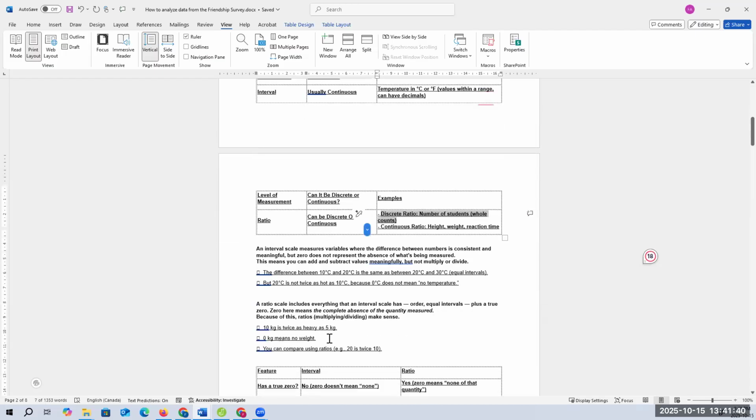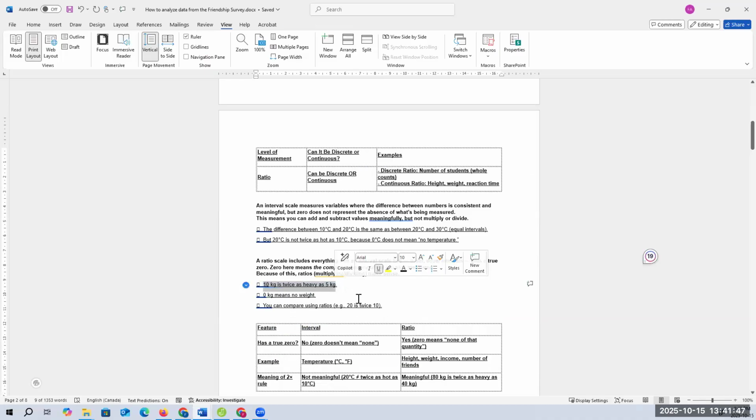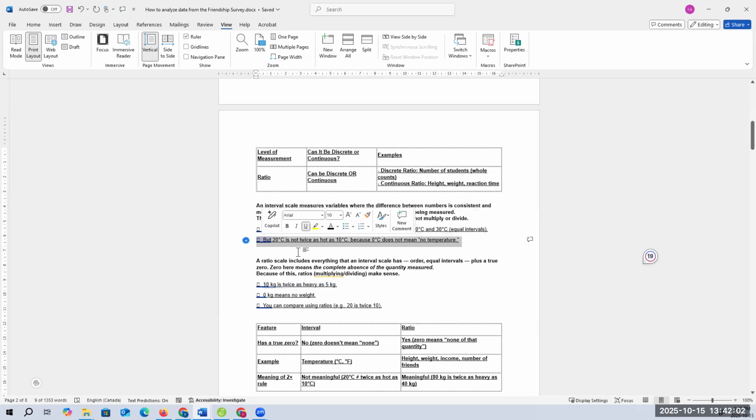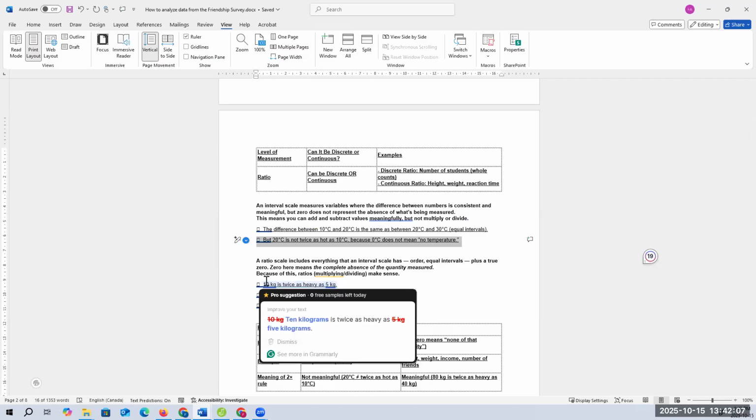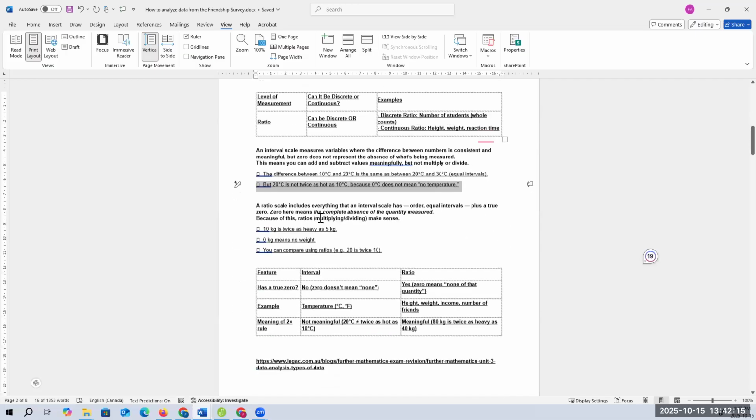Ratio, I think another difference to understand is you can say 10 kilograms is twice as heavy as 5 kilograms, right? Whereas 20 degrees Celsius is not twice as hot as 10 degrees Celsius, because zero does not mean no temperature. It doesn't mean nothing. So the ratio doesn't work for interval data, whereas it does work in the case of a ratio scale. With interval, you can't have ratio data, right?